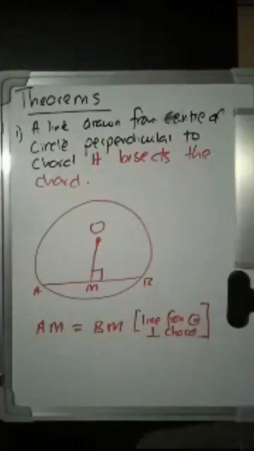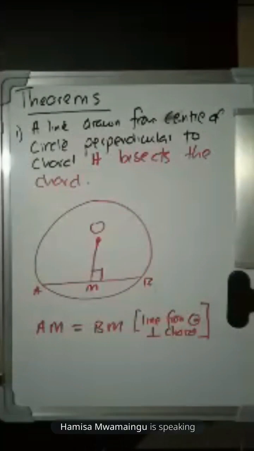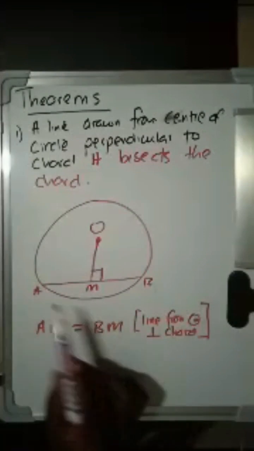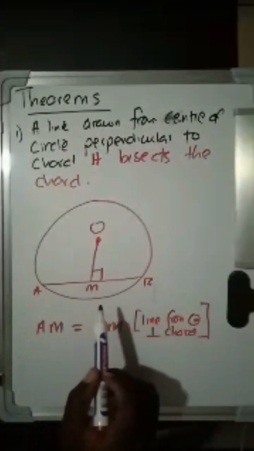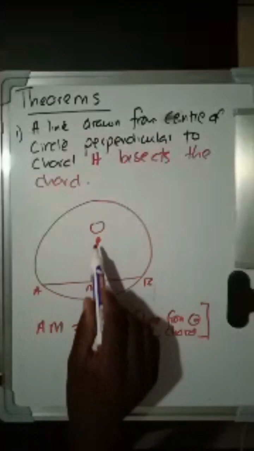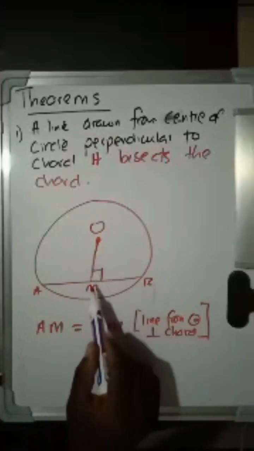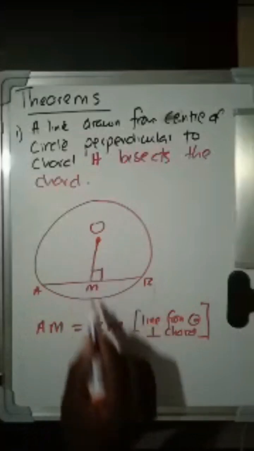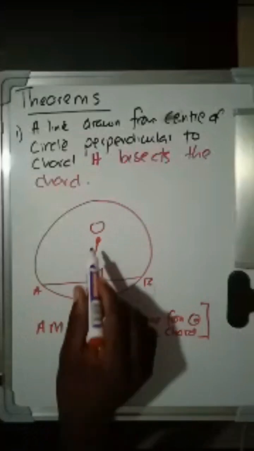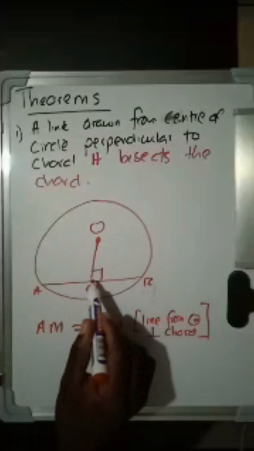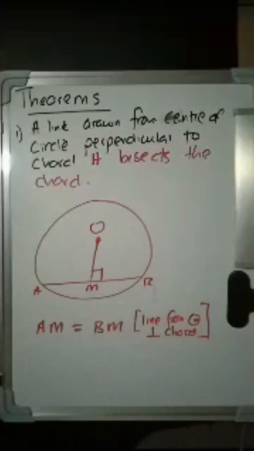Is it visible, guys? Yes. All right. So it means AM is equal to BM. Once you see that we have a line from the center to the chord, it can pass through the chord to the circumference or go outside the circle. But as long as it is from the center and it is perpendicular to the chord, then know that this line bisects the chord.